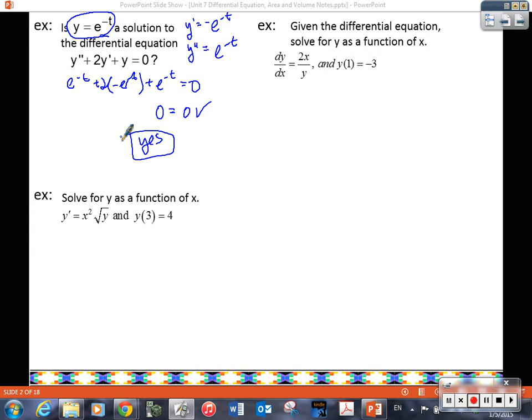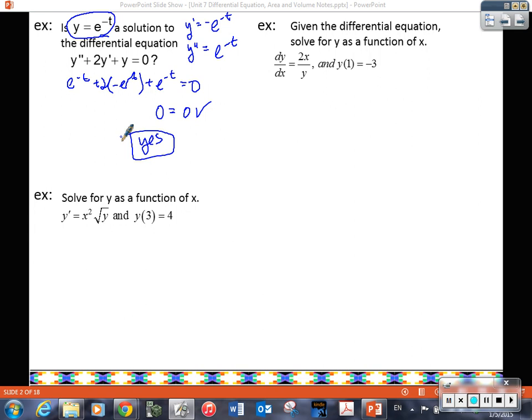Okay. The second one, given the differential equation, solve for y as a function of x. So let's talk about the instructions and all the different things it could say. It could just say solve the differential equation. And you're going to get the same answer because when you're done, you're supposed to solve for y, if you can. And many times for us, we will be able to.